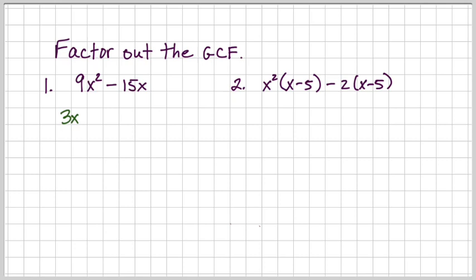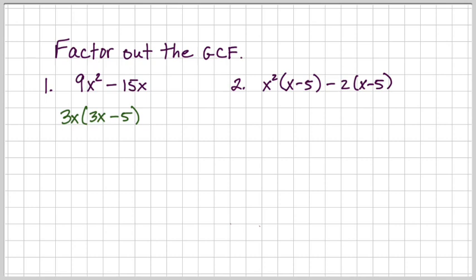Since there's two terms here, we're going to have two terms in parentheses. When we do this, we're basically doing the distributive property in reverse. So we're asking ourselves, what times 3x is going to equal 9x squared? Of course, that would be 3x. And then what times 3x would equal minus 15x? Of course, that would be negative 5, and so we would write that as minus 5.